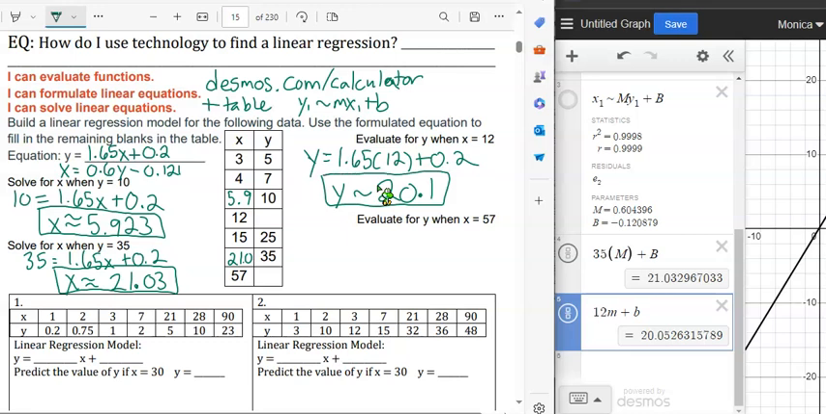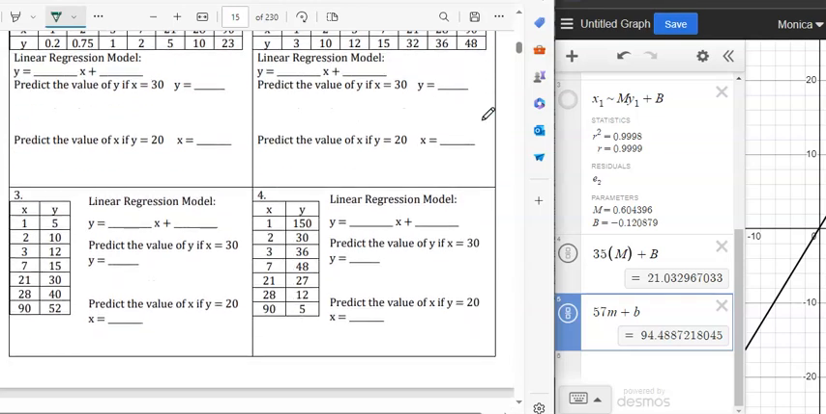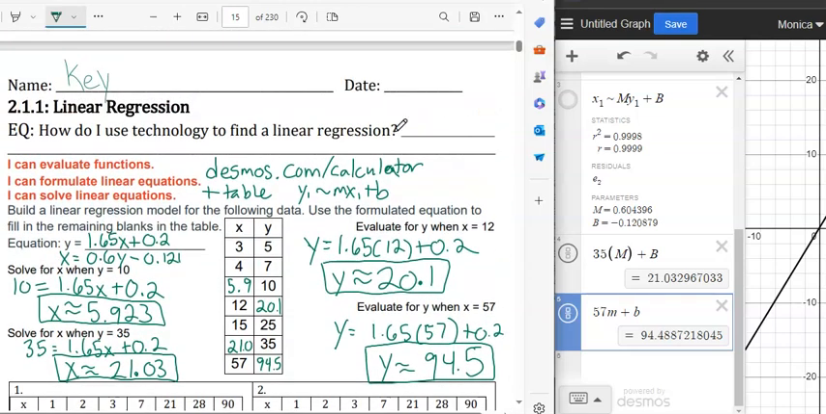And then evaluate for y when x equals 57. Now we'll plug in 57 for x. $94.5. Then we can write those in here. Alright, so go ahead and try the other questions on your own and answer the essential question.